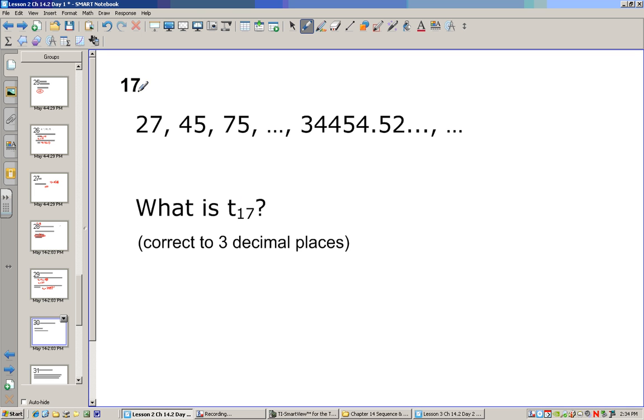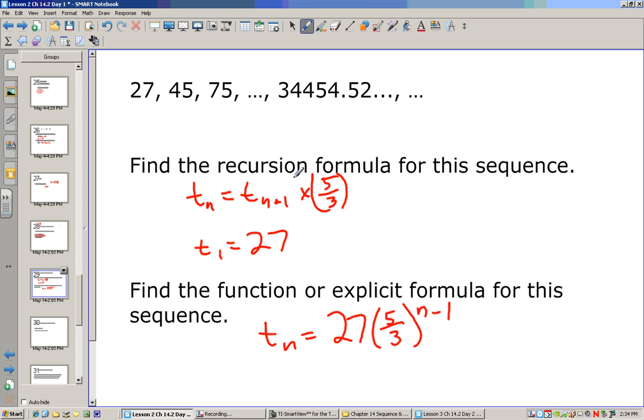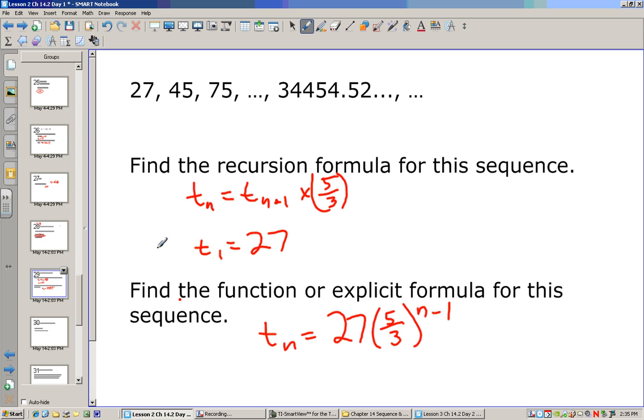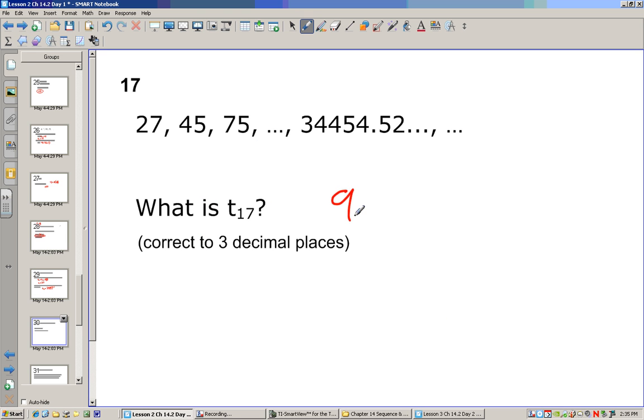Find t sub 17. Now if we look back, if I wanted to use this equation, t sub 17 would equal t sub 16 times 5/3, and that works. However, I don't know t sub 16. So the easiest one to use is this formula. You plug in 17 here and find the value. So 27 times 5/3 to the 17 minus 1 would be 16. So 95,707. So t sub 17 is 95,707, rounded.